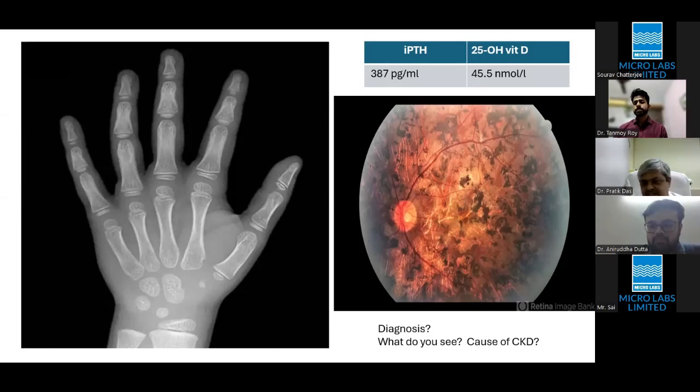And the right side has two parts. One is in your pre-therapeutic plan, and it gives you a clue towards diagnosis. Sir, iPTH is 387 and vitamin D is 45. So vitamin D is in the sufficient range. iPTH is slightly on the higher side, sir. And the fundoscopy, likely it is retinitis pigmentosa.